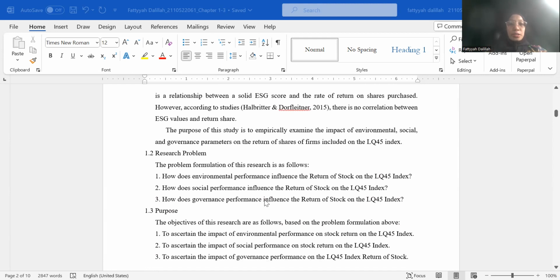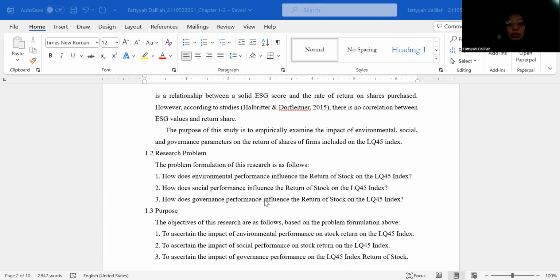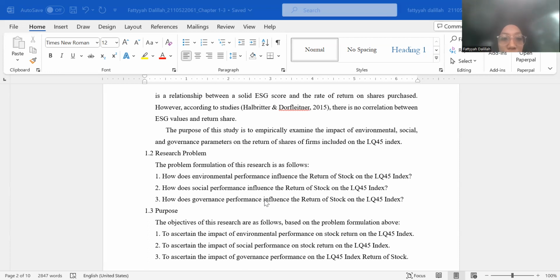These are the research problems. The first one: how does the environmental performance influence the stock return on the LQ45 index? Then, how does social performance influence the stock returns on the LQ45 index? And the last one: how does governance performance influence the return of the stock on the LQ45 index?